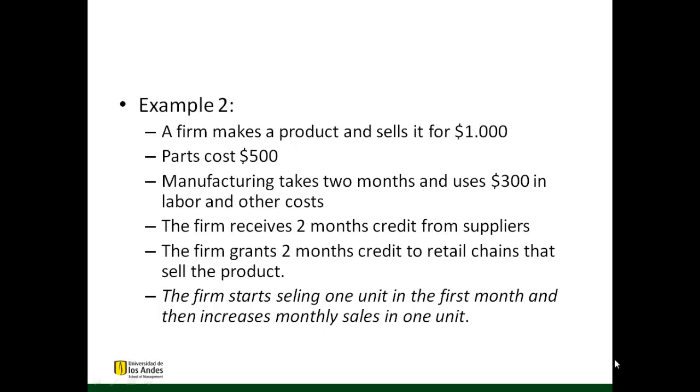But there's one new condition in the last line here. The firm starts selling 1 unit in the first month and then increases monthly sales in 1 unit. As you remember, in the previous example, the firm sold 1 unit every month. Here we're saying the firm increases sales in 1 unit every month. And we will see that this has substantial consequences for cash flow in the firm.